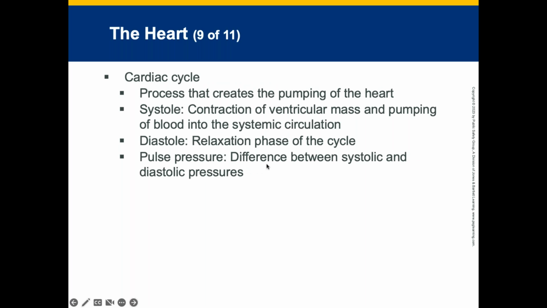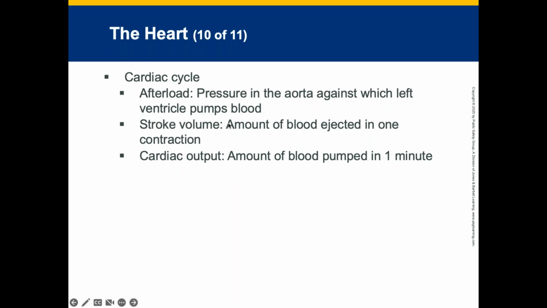The process which creates the pumping effect is the cardiac cycle, where you have systole and diastole, and also pulse pressure, which is the difference between the diastolic and systolic pressure, which we already covered. A lot of this is basic review. Afterload is the pressure in the aorta against the wall, which the left ventricle must pump blood against, right? And the greater the afterload, the harder it is for the ventricle to eject blood into the aorta, reducing stroke volume. And cardiac output is the amount of blood pumped through the circulatory system in 1 minute. Why is it important to understand preload and afterload?